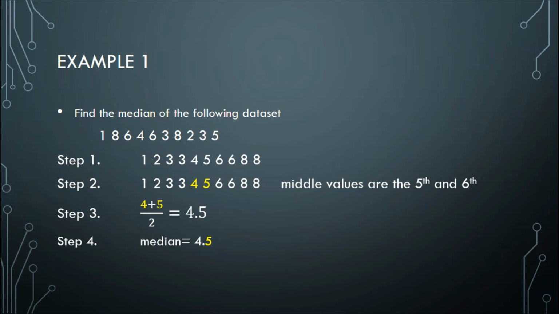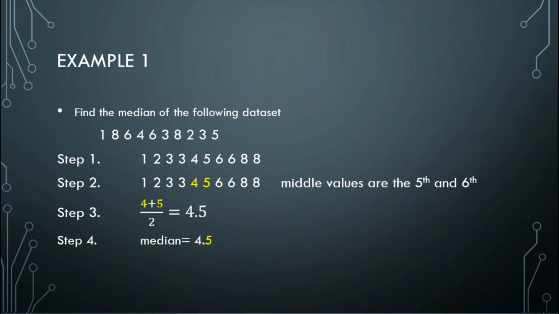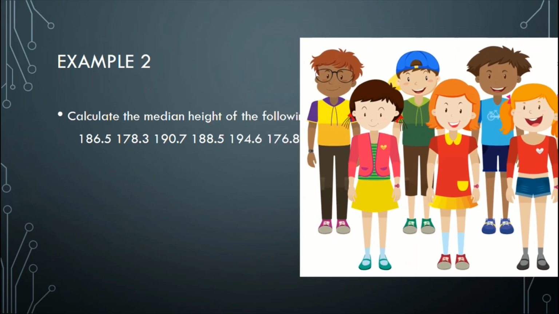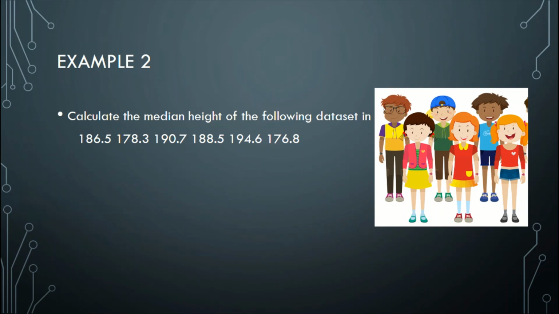Let us look at a second example. Let us assume that the following data set was collected from students whose heights were measured in centimeters and recorded. This is a sample of 6 students. The values in this dataset are 186.5 centimeters, 178.3 centimeters, 190.7 centimeters, 188.5 centimeters, 194.6 centimeters, and 176.8 centimeters.